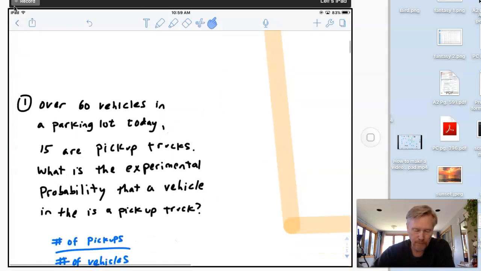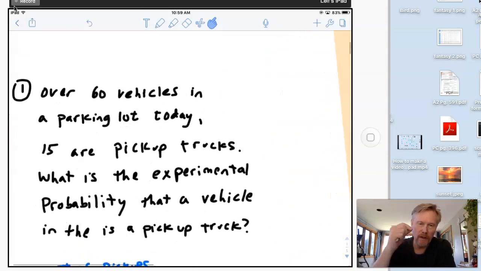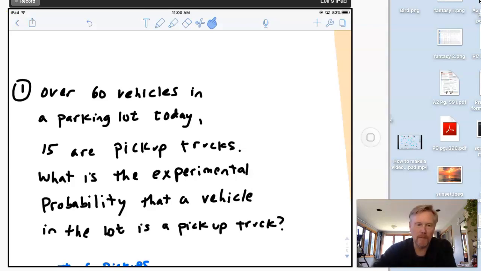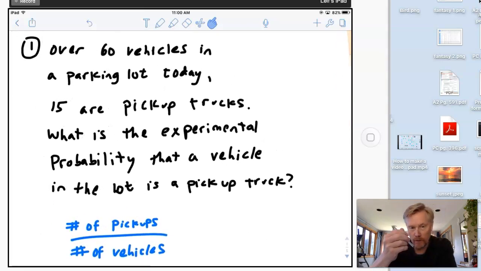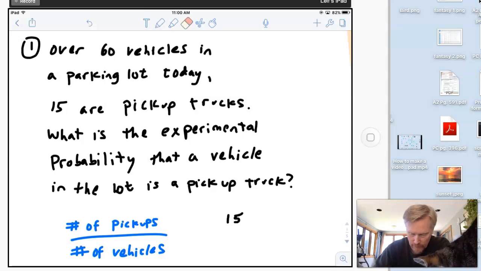Okay, so first one. Over 60 vehicles are in a parking lot today. 15 are pickup trucks. What is the experimental probability that a vehicle in the lot is a pickup truck? All right, so experimental probability, number of pickups over the number of vehicles, okay? Which means the number of pickups would be 15.